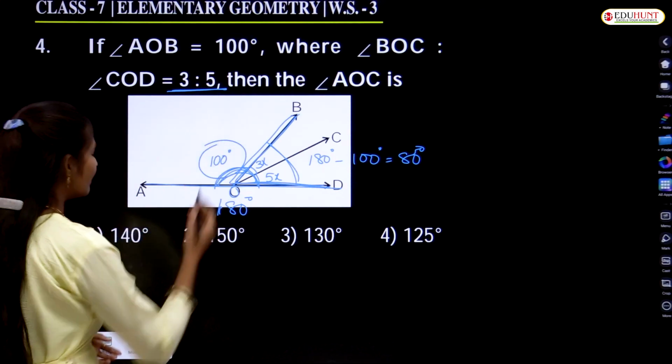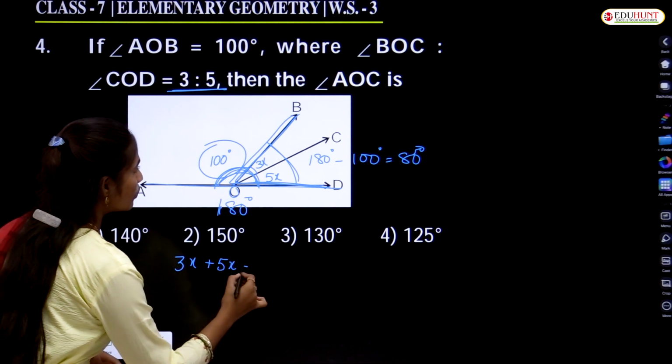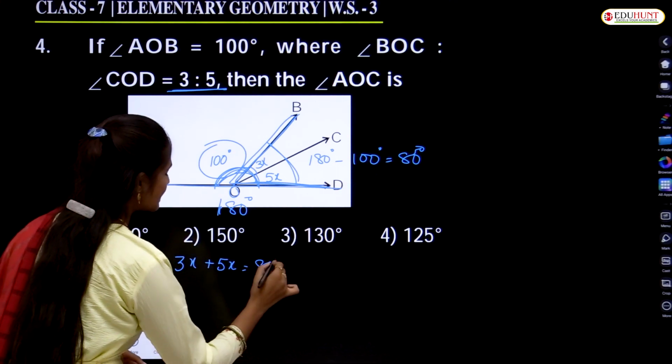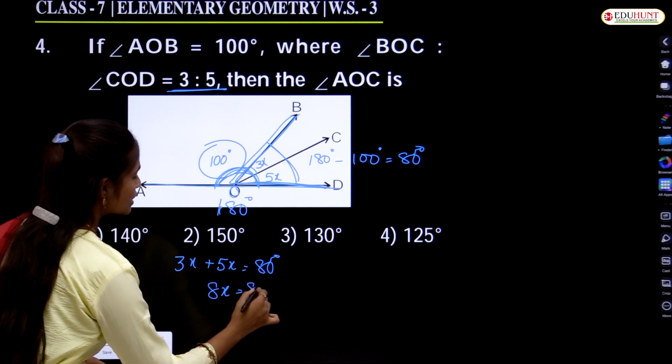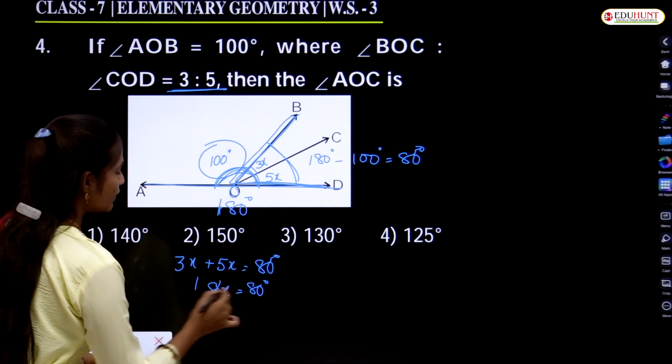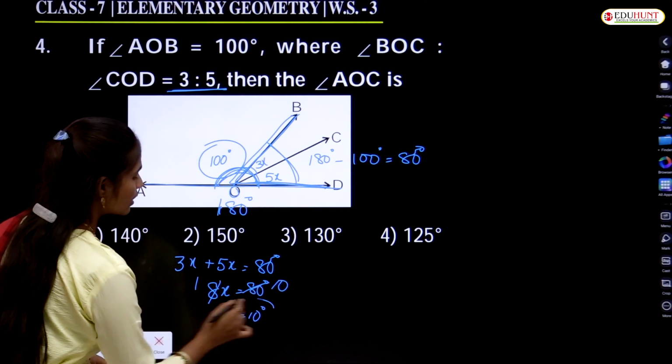So what is given? 3x plus 5x is equal to 80 degrees. So 3x plus 5x is equal to 8x. 8x is equal to 80 degrees. So 8 ones are 8, 8 tens are 80, so x is equal to 10 degrees, we got now.